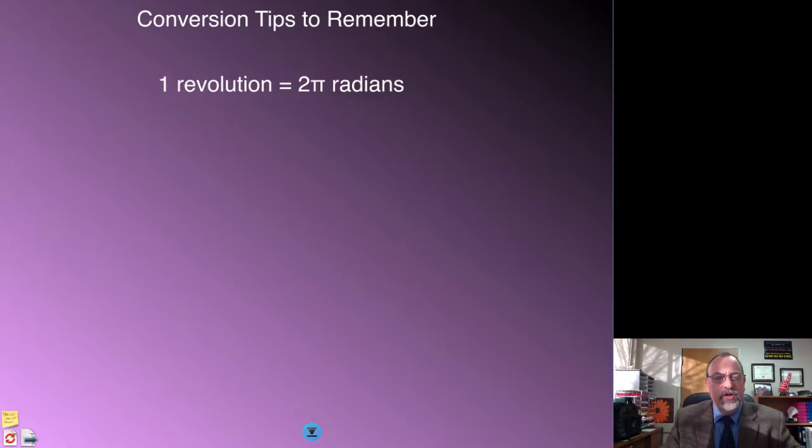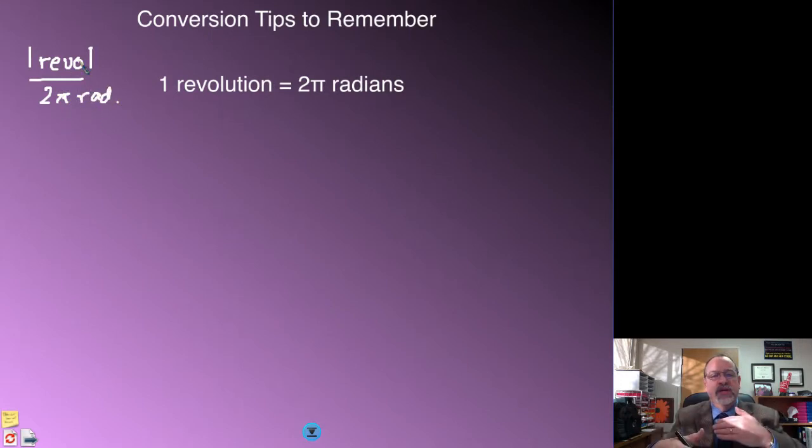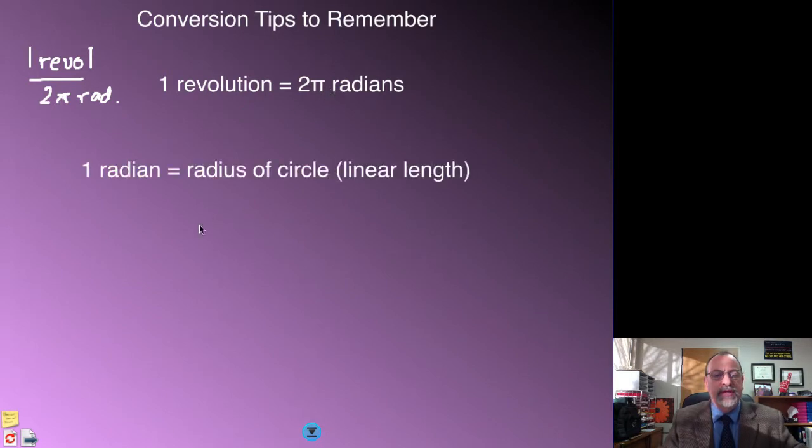Okay, now we're back. So 1 revolution is 2 pi radians, so I can use that as a unit multiplier. 1 revolution is equal to 2 pi radians, and then I can simply use this unit multiplier. If I want radians to go away, I put it like this. If I want revolutions to go away, I just flip it over. So 1 revolution is going to be equal to 2 pi radians.